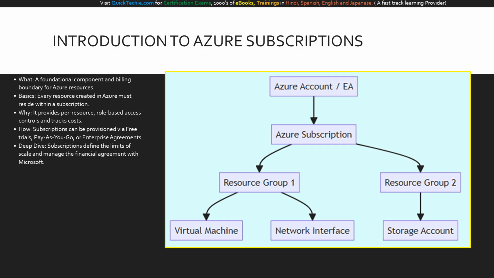Let's look at this structural flowchart. At the very top, we have your overarching Azure account or enterprise agreement. This account holds your Azure subscription, which acts as the primary container. Below the subscription, we branch into our resource groups, which are logical folders for your project. Finally, inside those resource groups, we find our actual deployed resources, like virtual machines and storage accounts. The subscription wraps around all of this to manage billing and access.